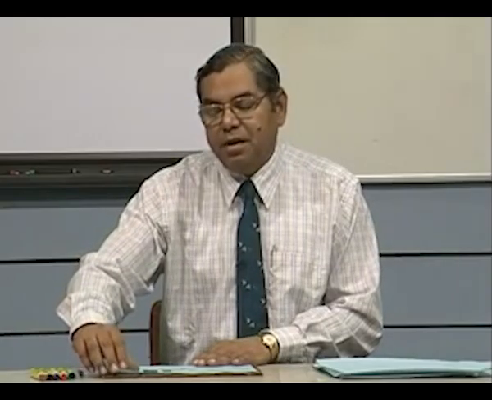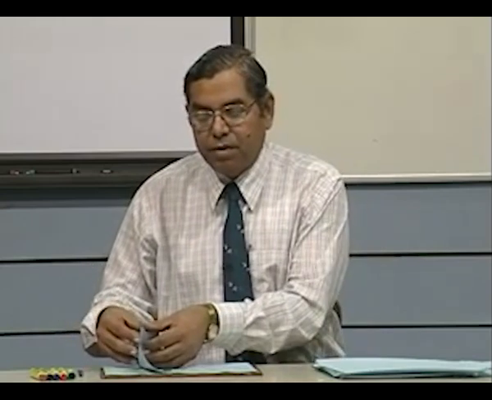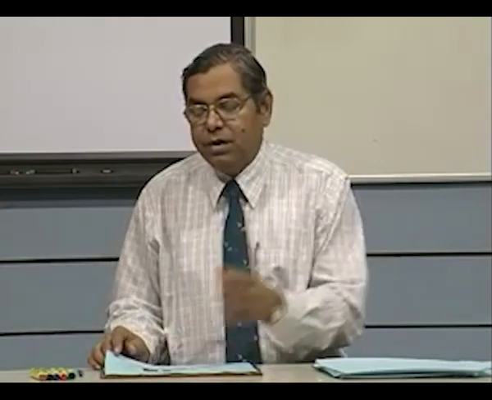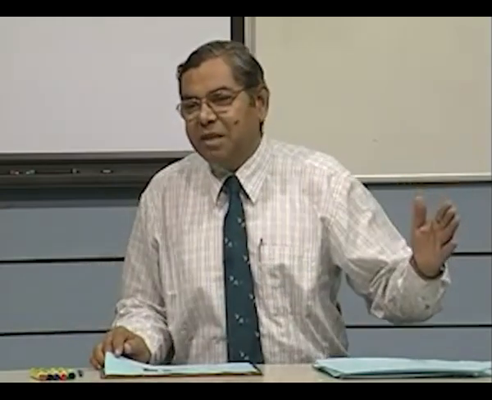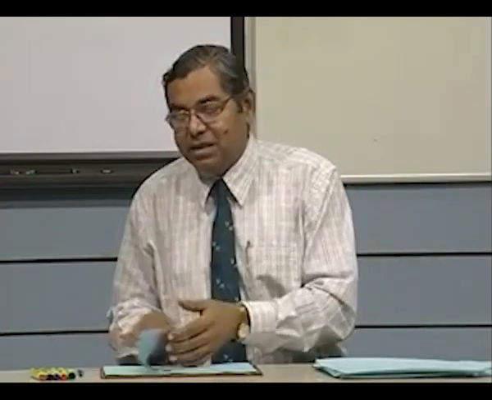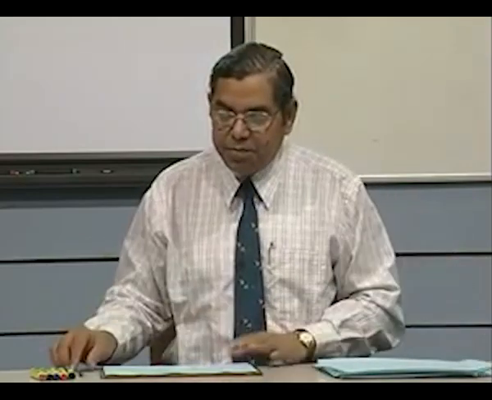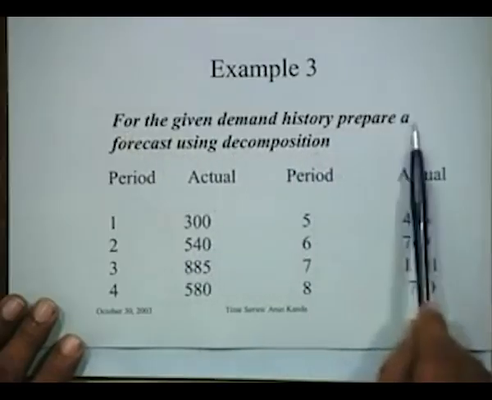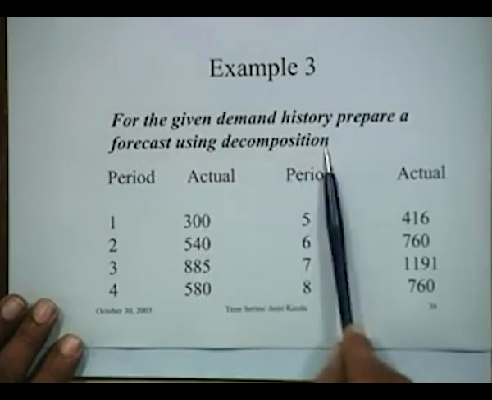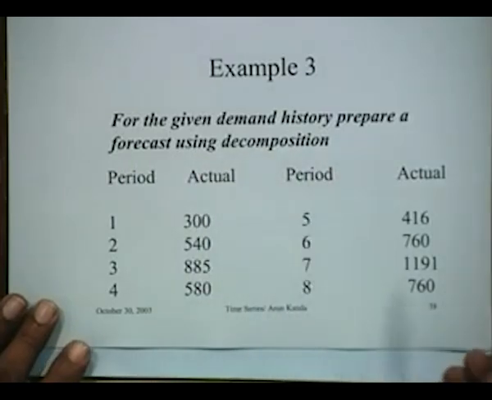Okay, this is the method that you would adopt for understanding of both. First we talked in the first example mainly about seasonality. Here we talked about both trend and seasonality. Let's take a third example, in which we have a given demand history, and we want to prepare a forecast using decomposition. How do we do it in general?